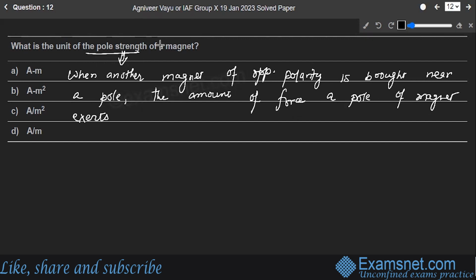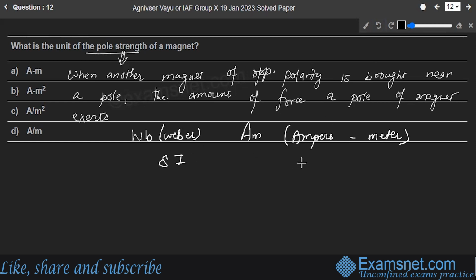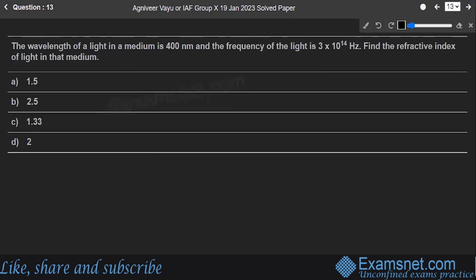In SI units, there are two possible units for the magnetic pole strength. The first one is Weber, and then you have ampere meter, AM. The unit of the pole strength is ampere meter, and Weber is the SI unit of magnetic flux. So you don't have the Weber over here, but you have the ampere meter. The AM, that is option A, is the correct answer. Next is question number 13.